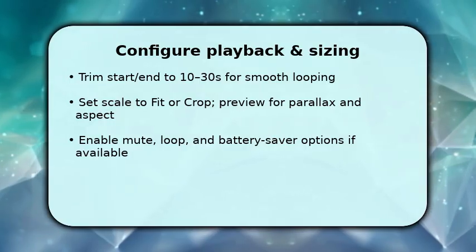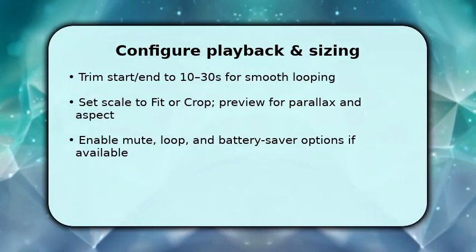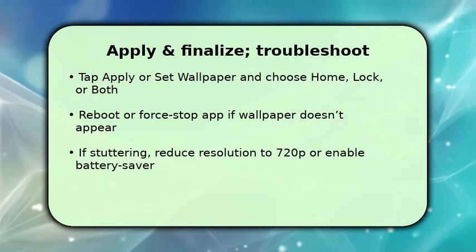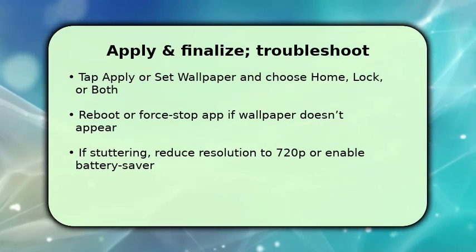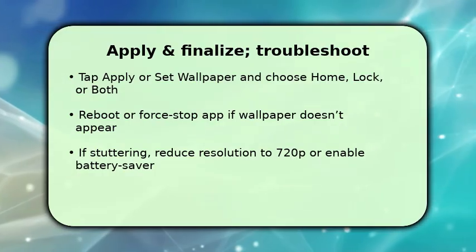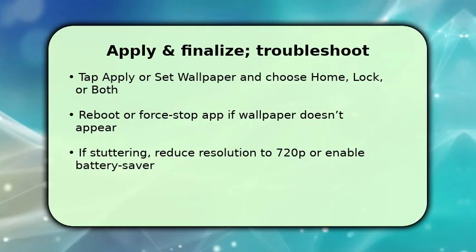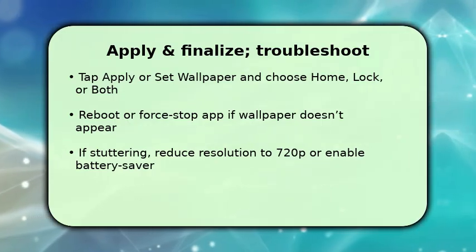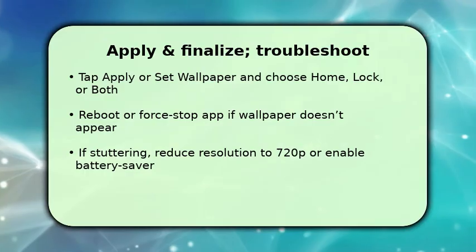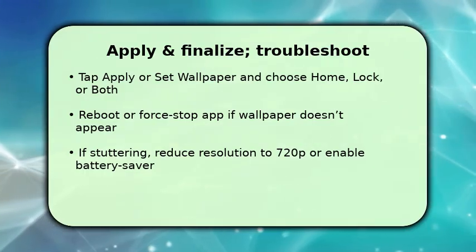You now finalize by tapping Apply or Set Wallpaper and choosing Home, Lock, or both so the preview becomes your active background. If the image fails to appear immediately, force stop the wallpaper app or reboot the phone to reload the wallpaper service. This fixes most permission or cache hiccups.